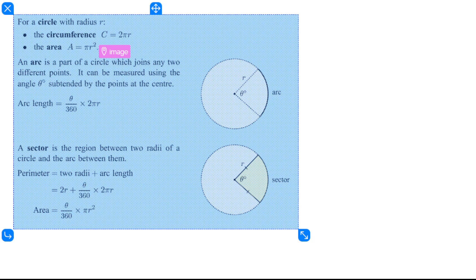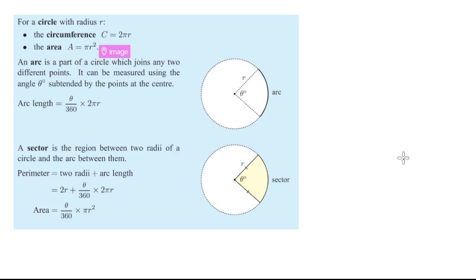Alright, this is Blue Book Chapter 6. The first thing in 6A is called measurement, and it's about circles.